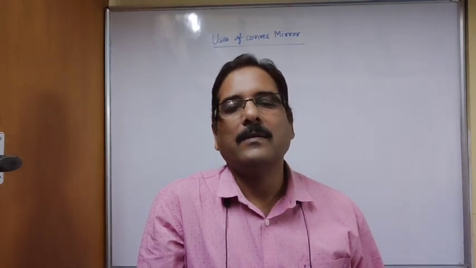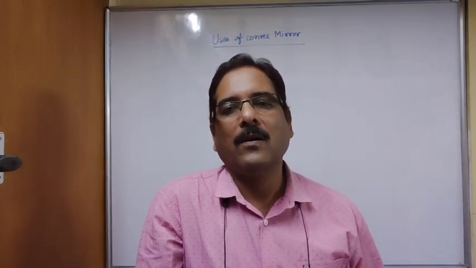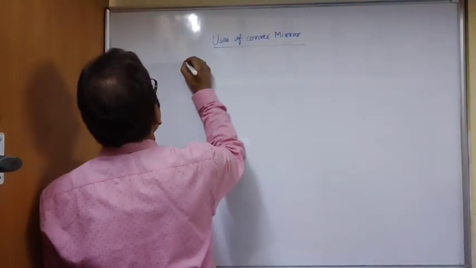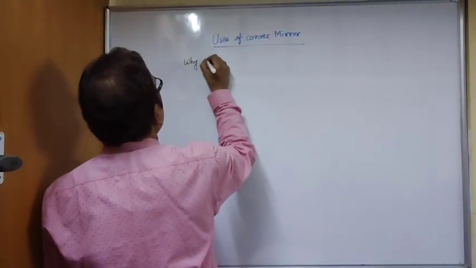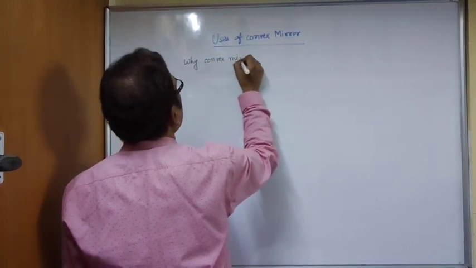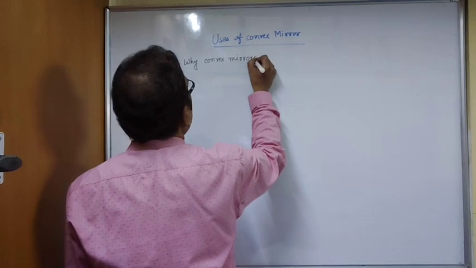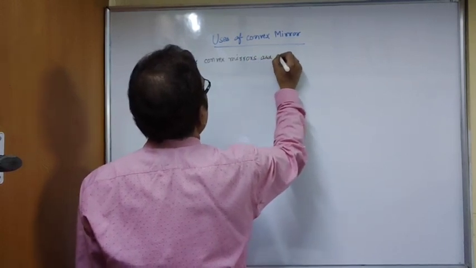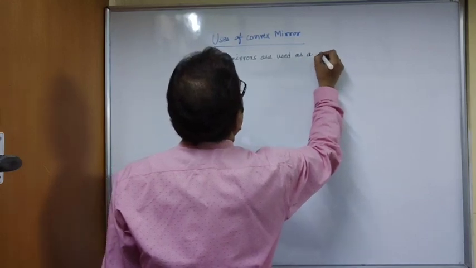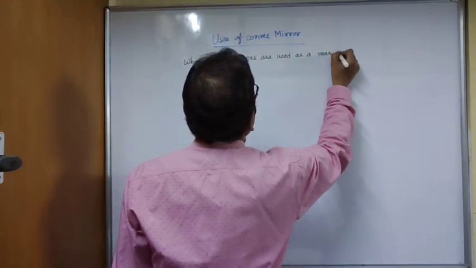So you can get a 2 marks question: why convex mirrors are used as a rear view mirror.